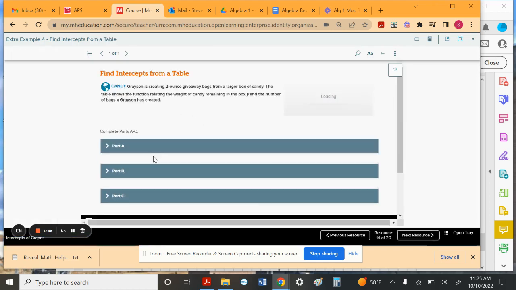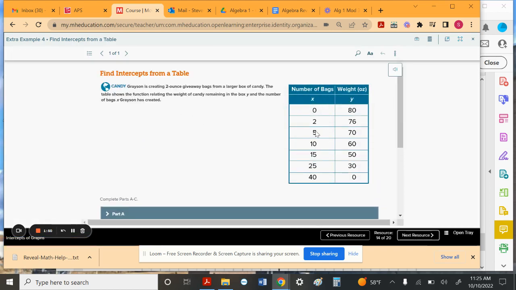So finding intercepts from a table, this is also pretty straightforward. If you recall, I told you that when x is 0, that's when we have the y-intercept. So this is the y-intercept. So when x is 0, y is 80. So here is my y-intercept. To find the x-intercept, or x-intercepts, we can have multiple x-intercepts. We cannot have multiple y-intercepts. But in this case, when y is 0, x is 40. So we have 40 bags that have a weight of 0.